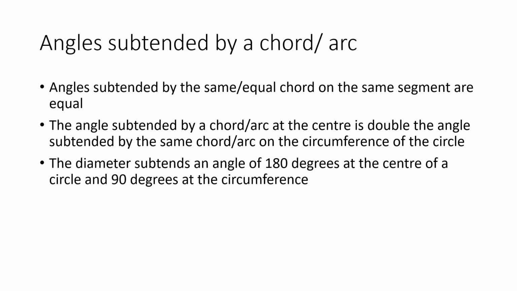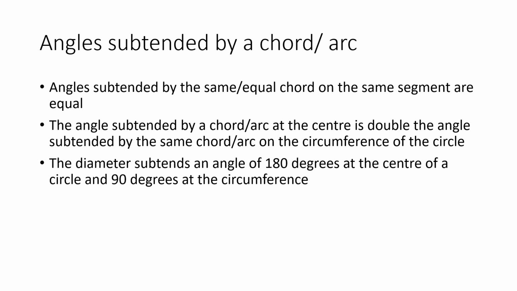Let's look at the angles which are subtended by a chord or an arc. For this part, we normally talk mostly about a chord, about an arc, but we will combine both because they mean one and the same thing as far as the angles are concerned. But in the next part of the topic, we will be dealing more with chord. So angles subtended by the same chord or by equal chords on the same segment are equal. That one you know.